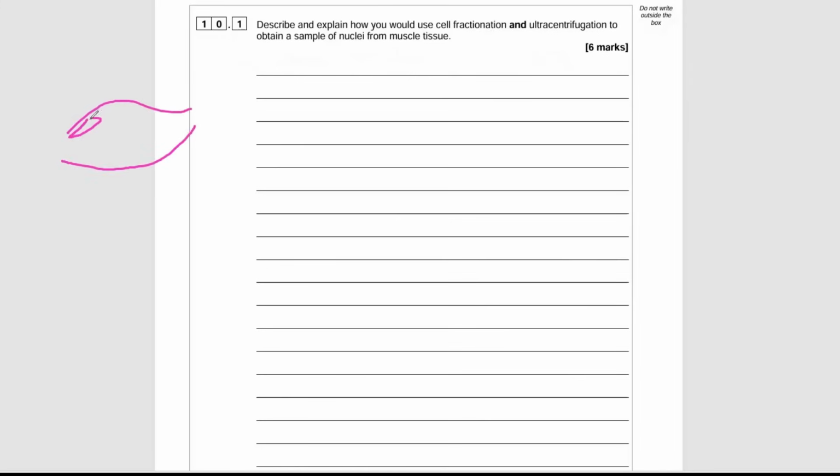nuclei from muscle tissue. So here's some muscle tissue, right? I'm just going to sketch it out. By the way, why don't you grab a pen and paper, pause the video, have a go at this on a scrap of paper, see how many bullet points you can get, and then I'm going to go through it. Okay, here we go.